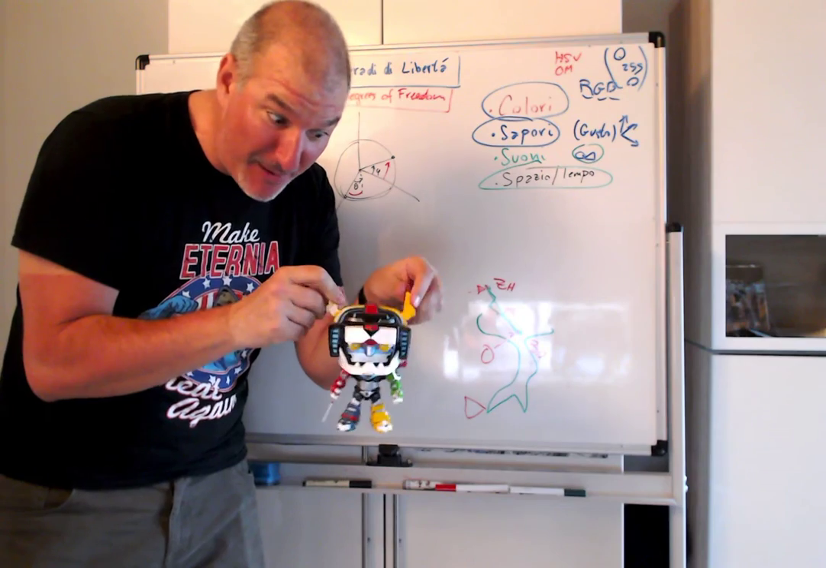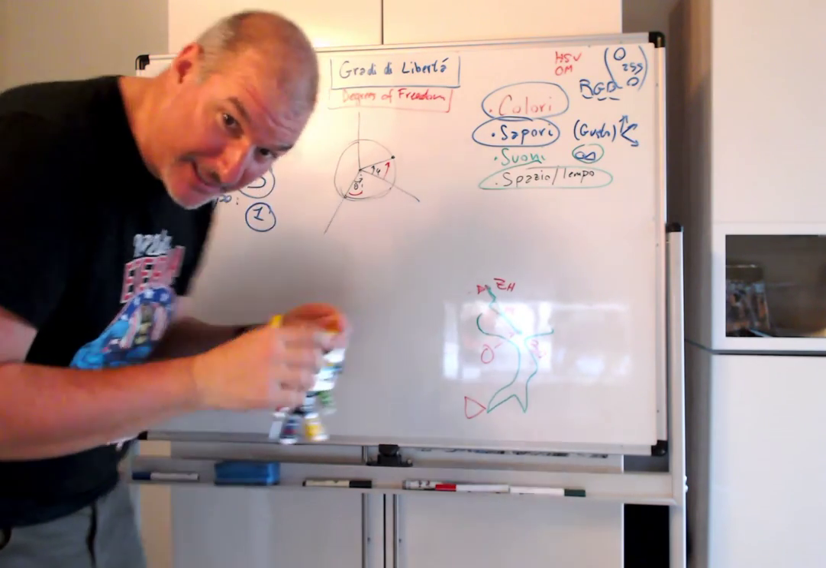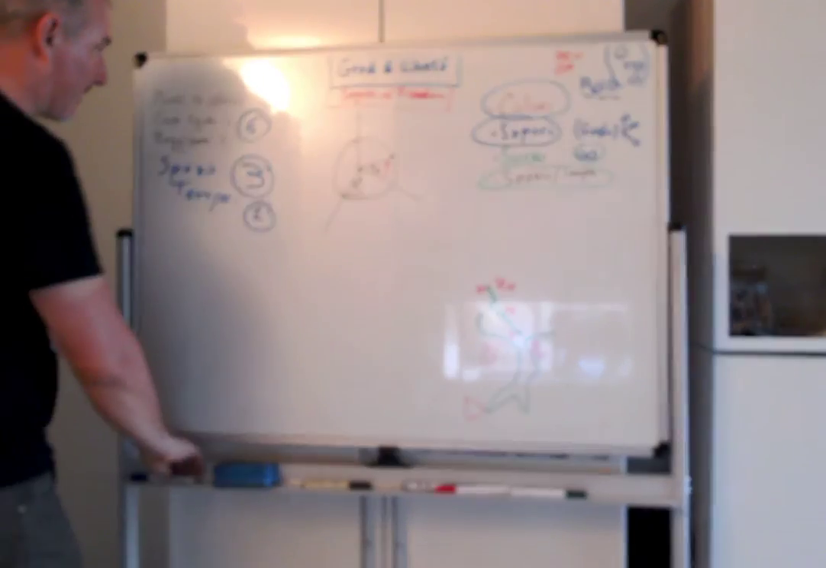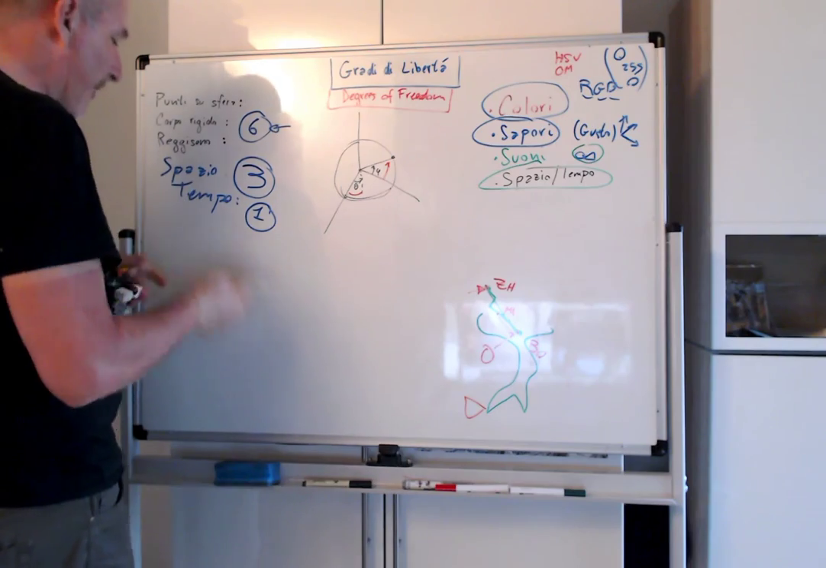It's still 5. Plus, it can still rotate around the axis and do this. So that's 6, okay? What about the points of a sphere?